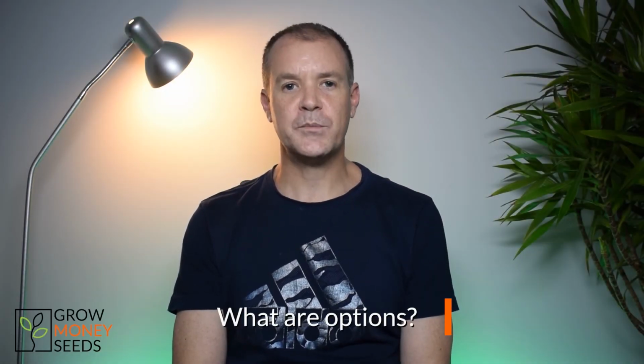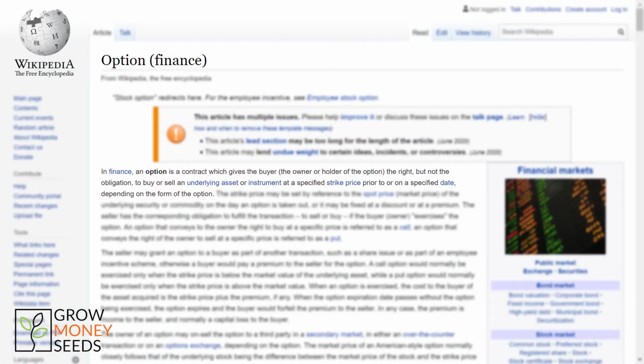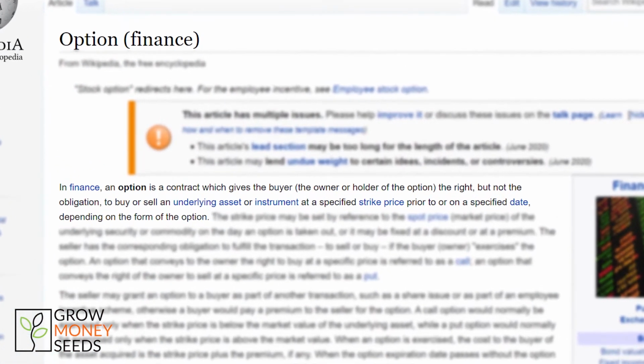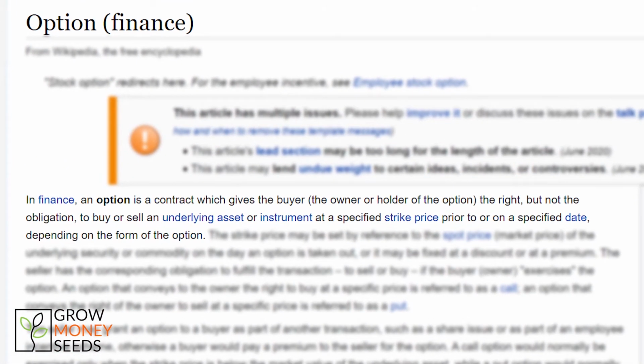Okay, so what are options? The definition of an option is that it is a contract which gives the buyer or the owner of the option the right, but not the obligation, to buy or sell an underlying asset or instrument at a specified strike price prior to or on a specified date, depending on the form of the option. Or, in simpler terms, an option is a contract to buy or sell 100 shares of stock at a certain price for a limited time.